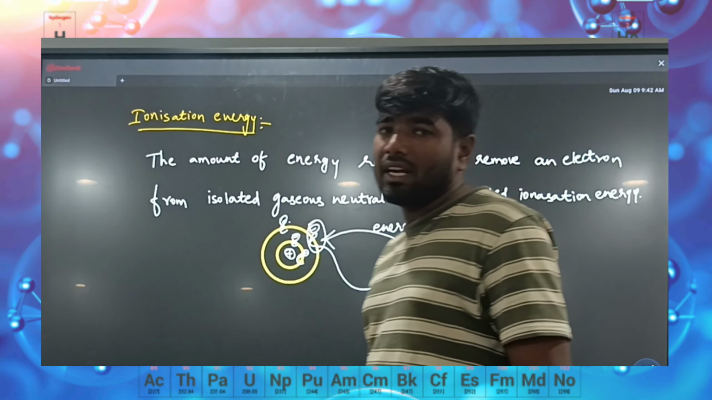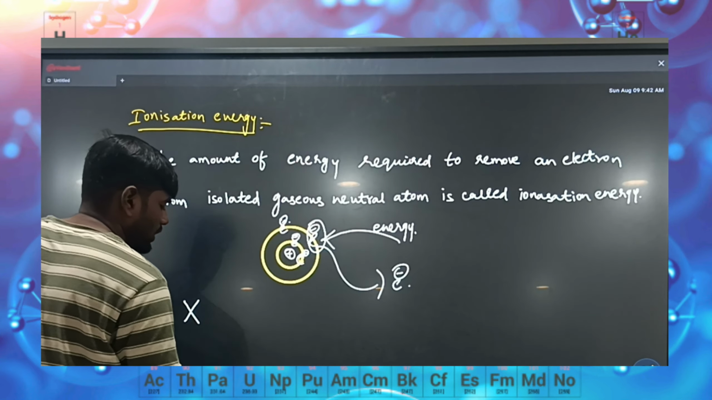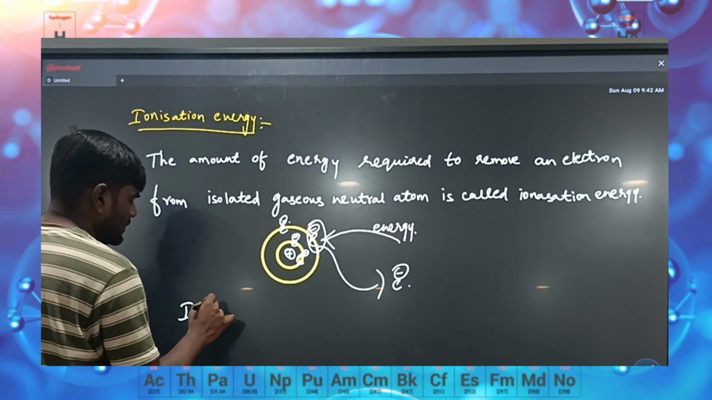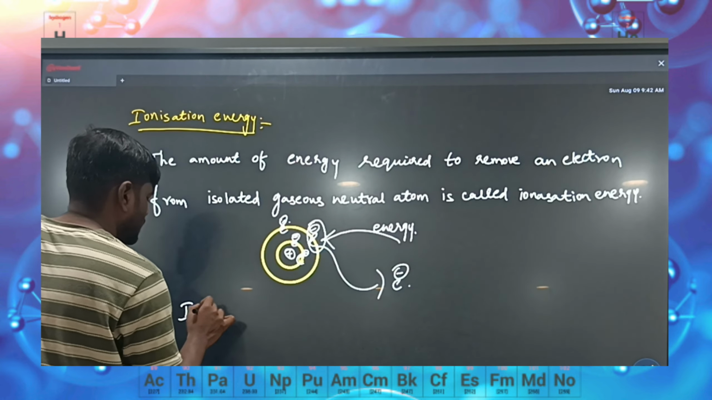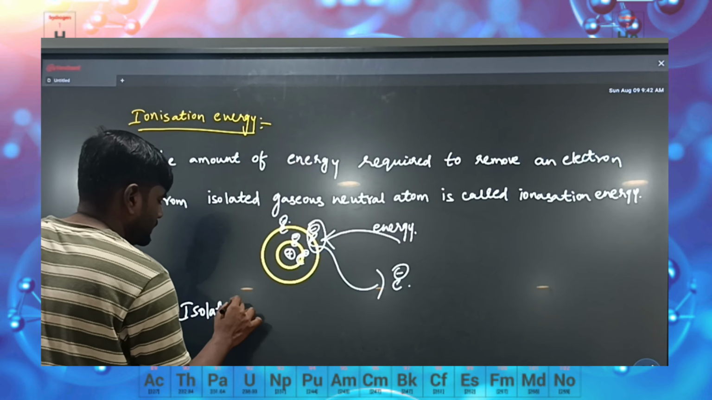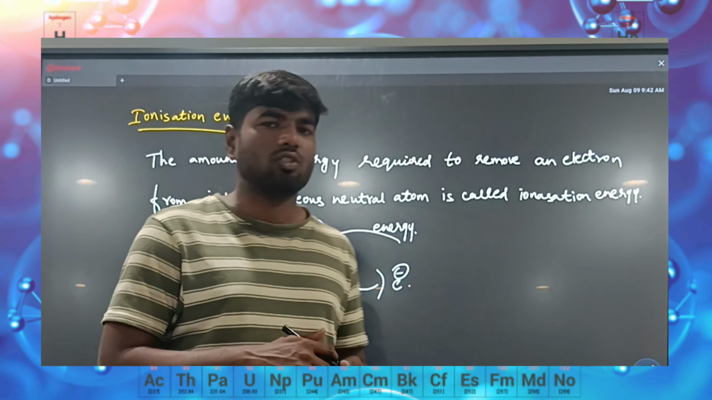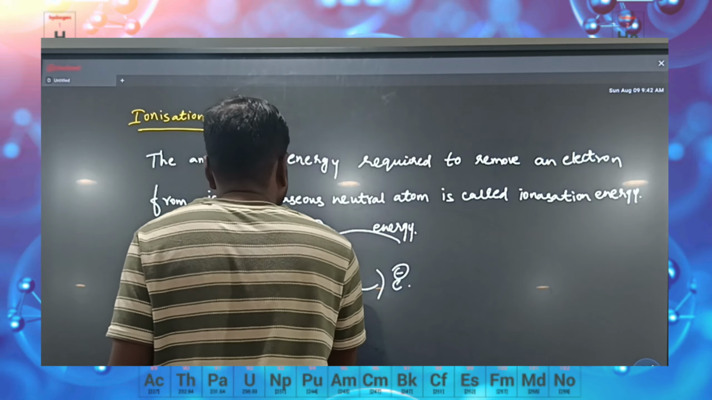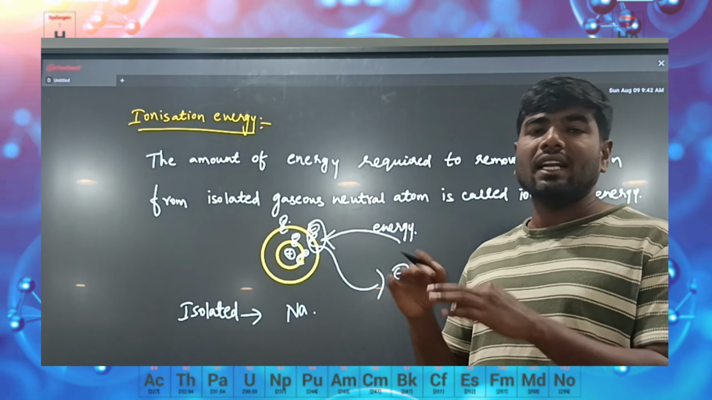For example, if we write the reaction, X is a neutral gaseous atom. Here two more new terms came. Isolated: what is meant by isolated? Isolated is nothing but an individual atom. One separated atom we should take. For example, sodium, one separated atom, not in a molecule.